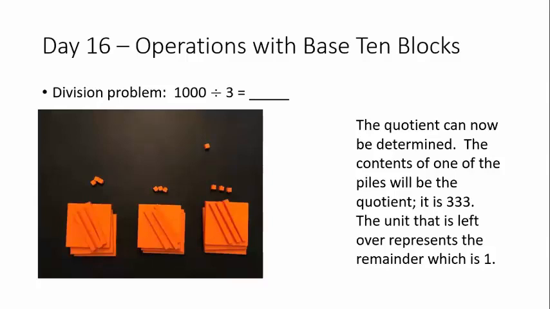We can now see that the quotient is 333 because there are 3 flats, 3 rods, and 3 units in each pile, and there's a remainder of 1. 1,000 divided by 3 leaves a quotient of 333 with a remainder of 1.